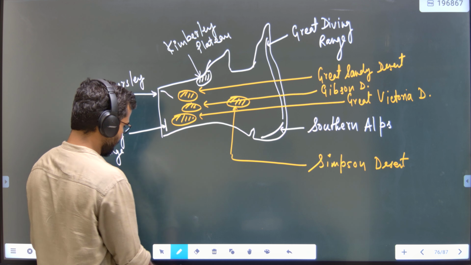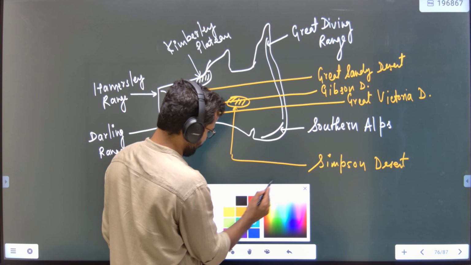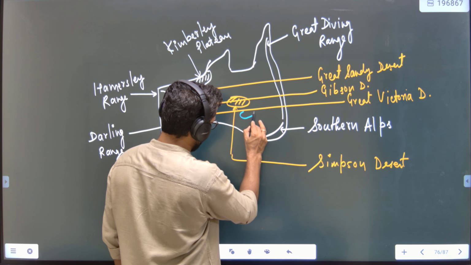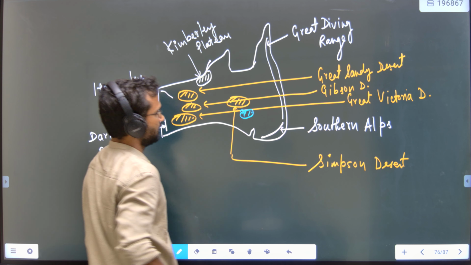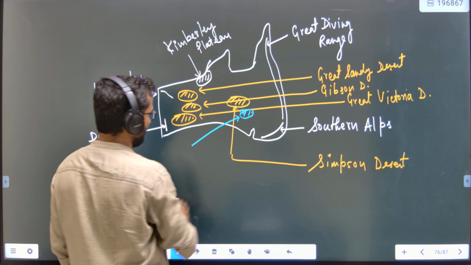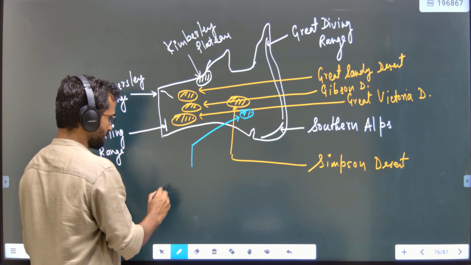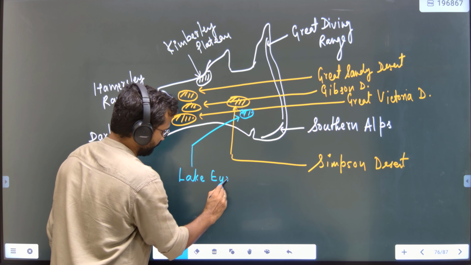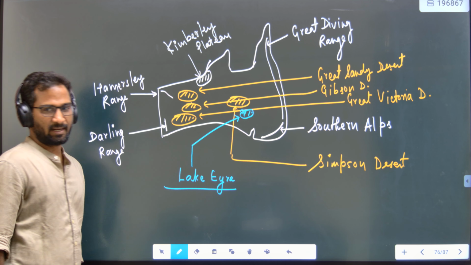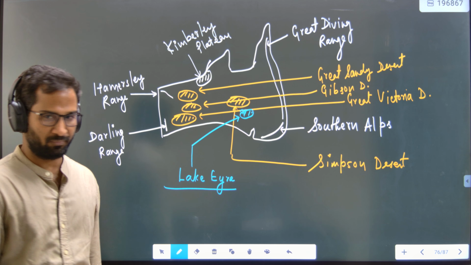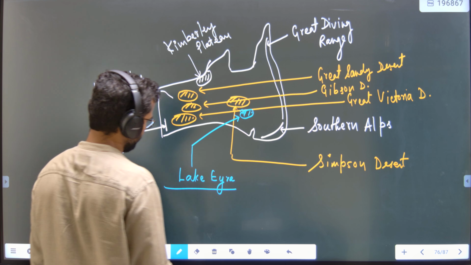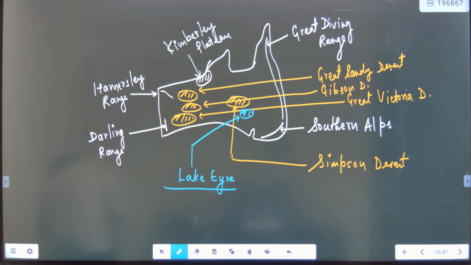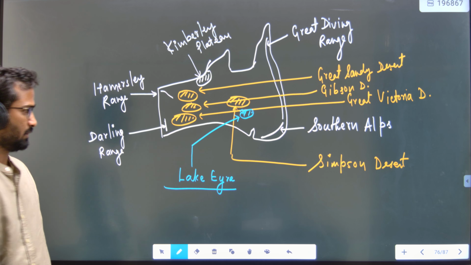Now let us see the lakes and rivers. There is a very important lake present here, and this lake is the largest lake of Australia, called Lake Eyre. Lake Eyre is the largest lake of Australia. Then we'll talk about the important rivers of Australia.